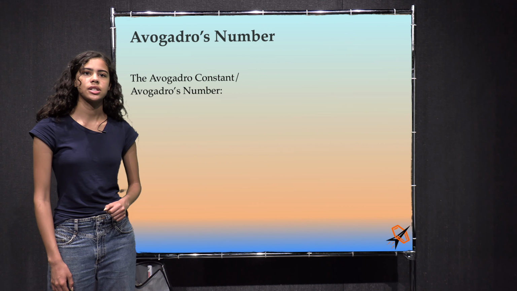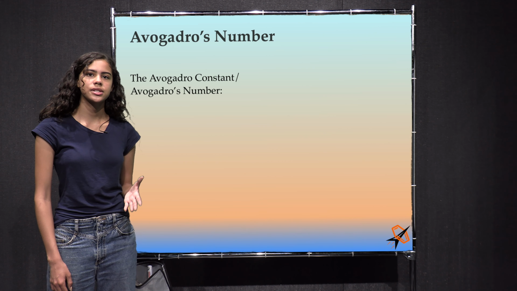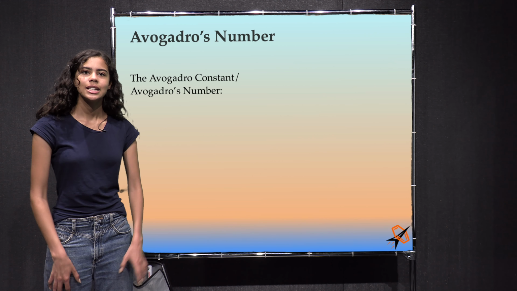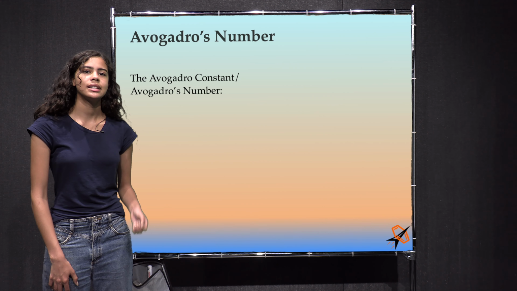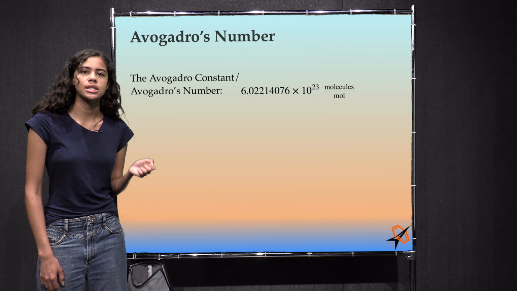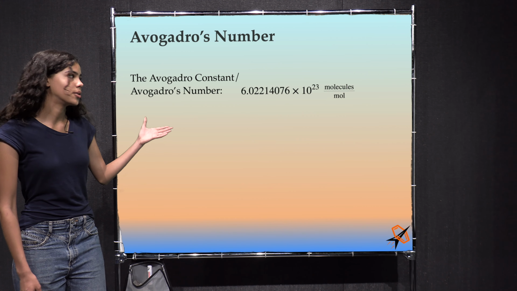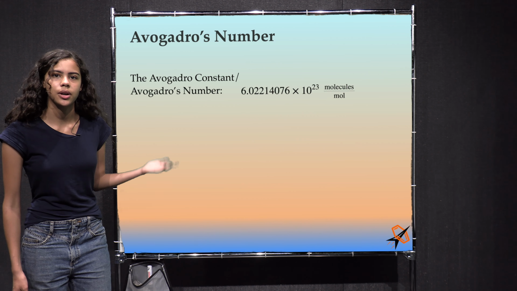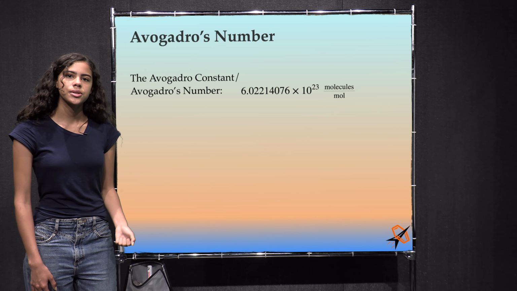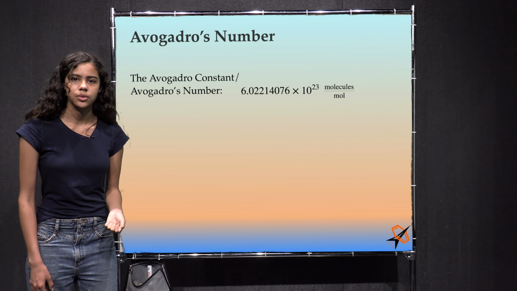The U.S. standards agency, the National Institute of Standards and Technology, or NIST, specifies on their website that there are exactly 6.0221476 times 10 to the 23rd molecules in a mole. That number is known as Avogadro's number, or the Avogadro constant. However, there's a corresponding number for each mass unit.